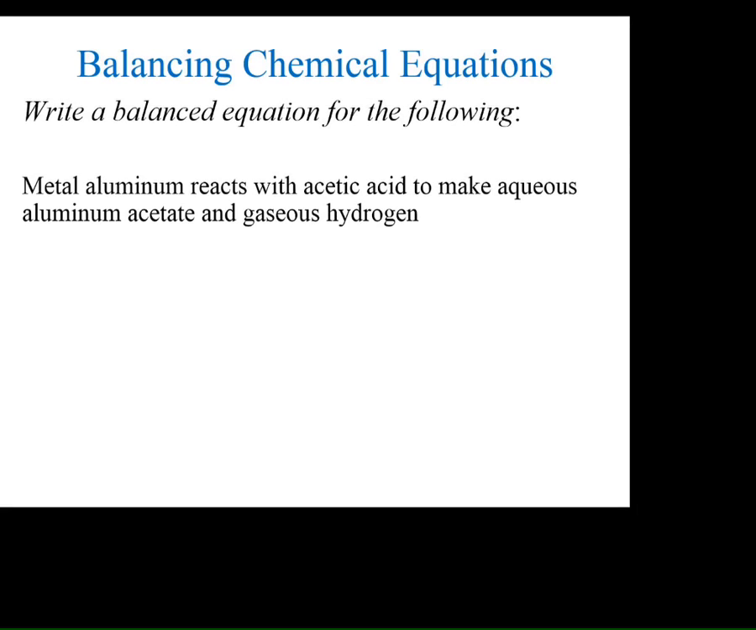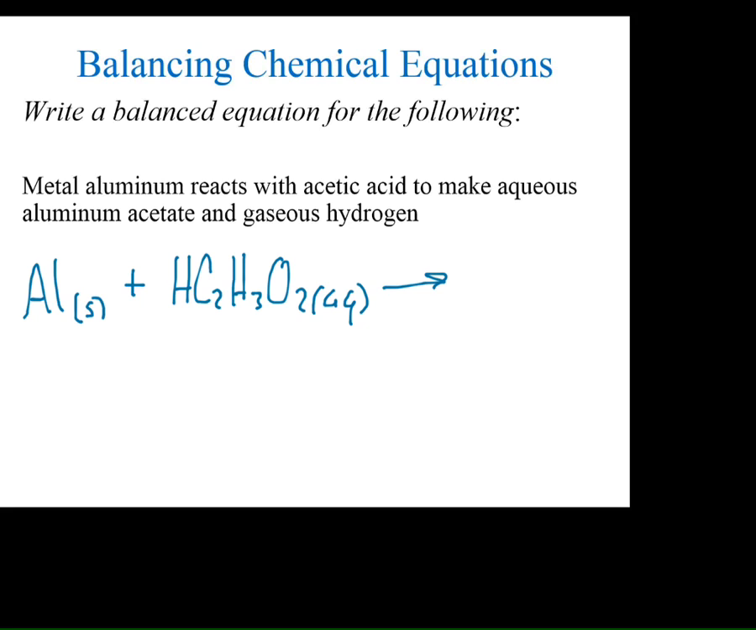Let's try another one. Metal aluminum reacts with acetic acid. Now, you don't know what acetic acid is, I'll tell you that one, but aluminum, you just told me aluminum was Al. Acetic acid, I will show you. It is H with an acetate, C2H3O2, aqueous. But the rest you can figure out. What would aluminum acetate be?